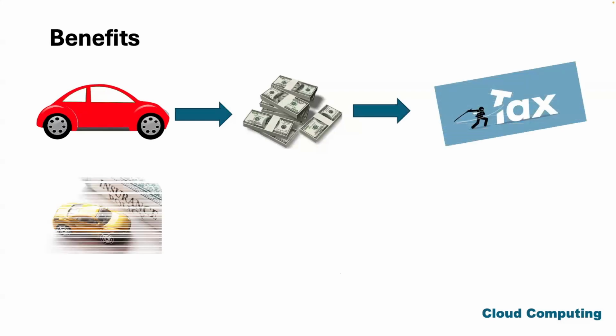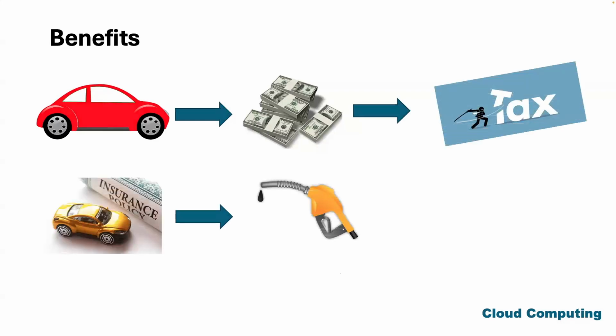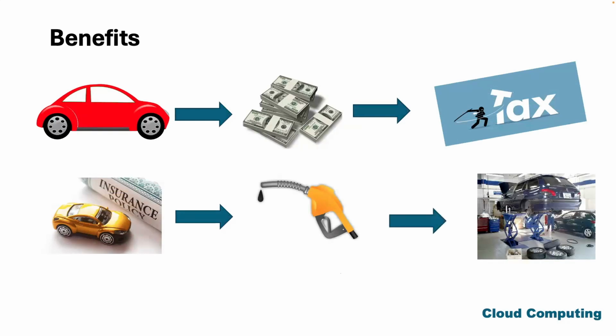And you will be paying road tax while buying it. You will be paying for insurance. And after buying, you will pay for the fuel, and routine maintenance also you need to pay. So these are some costs. The first three are initial costs and the last two are maintenance costs.